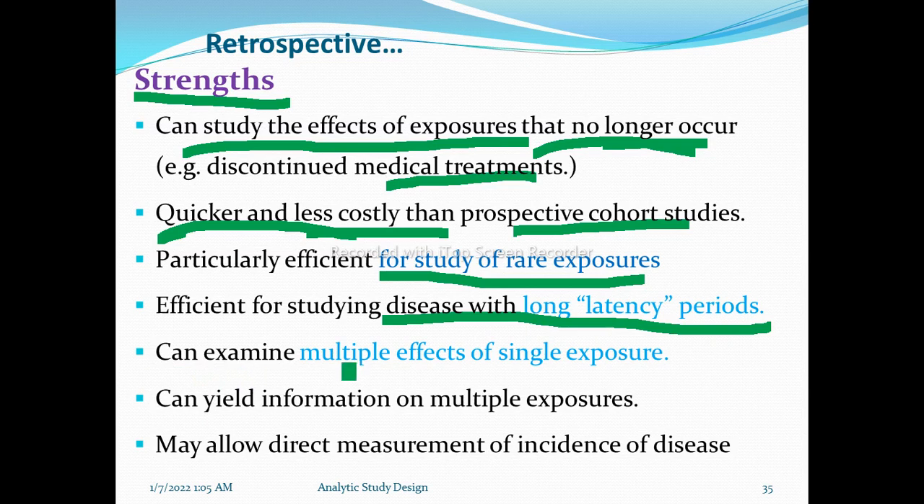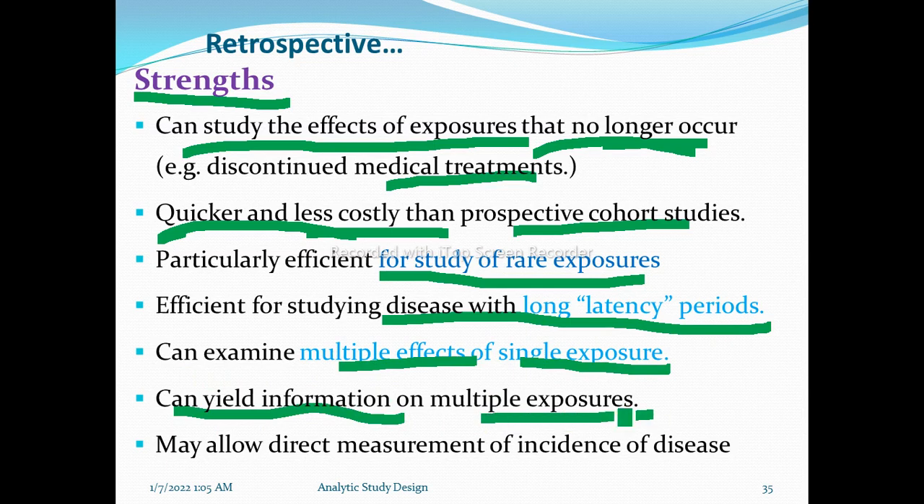Can examine multiple effects for a single exposure. Can yield information on multiple exposures. May allow direct measurement of incidence of disease like a prospective cohort. So this is very important.